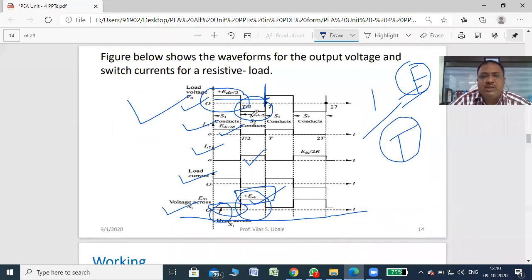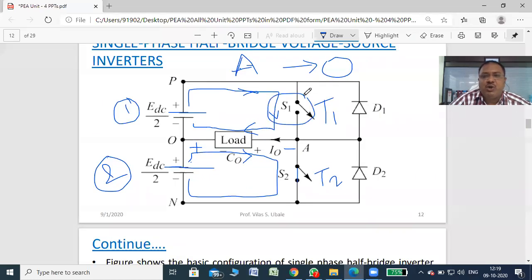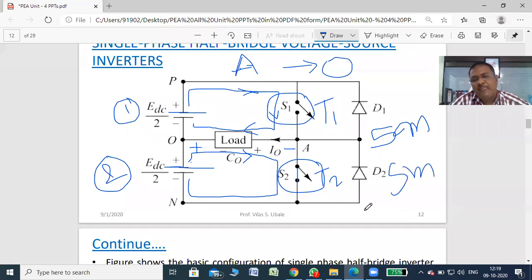How to change frequency? By simply changing on time and off time. It is in our hand how much time S1 is on and how much time S2 is on. Suppose S1 is on for 5 milliseconds and S2 is on for 5 milliseconds. What will be the frequency? Total time equals 10 milliseconds, so frequency equals 1 by 10 milliseconds. It will be 100 hertz.